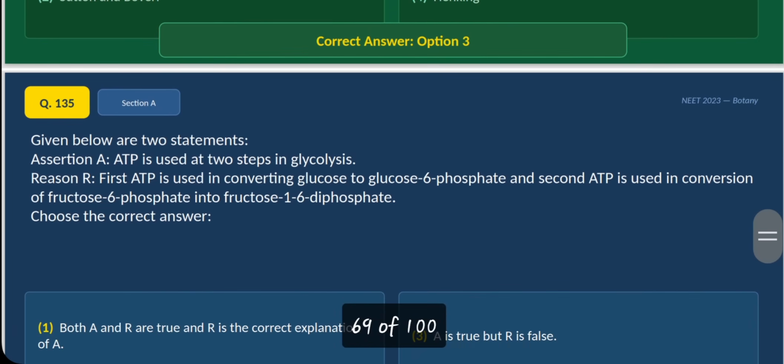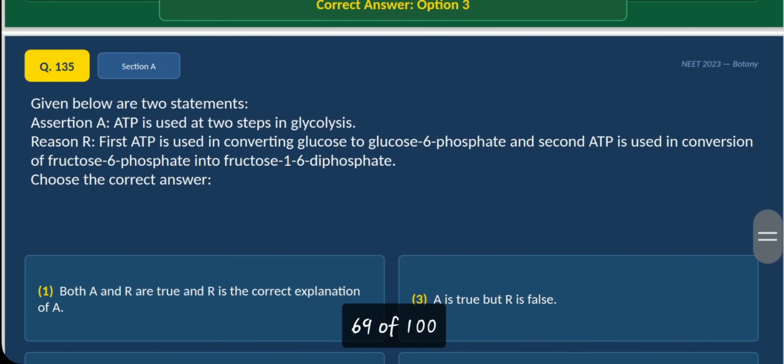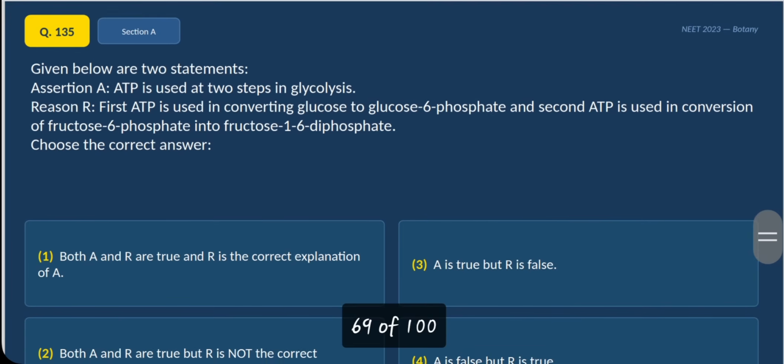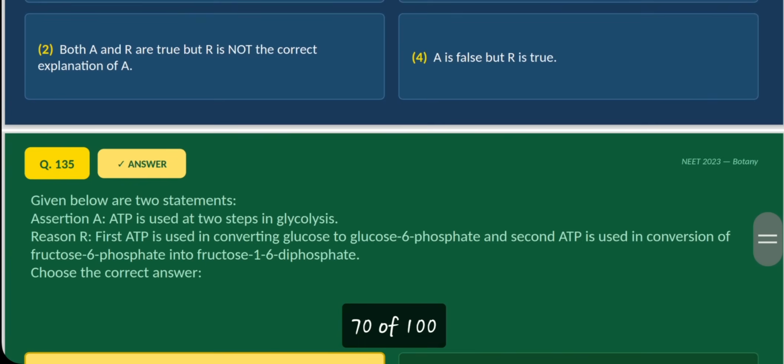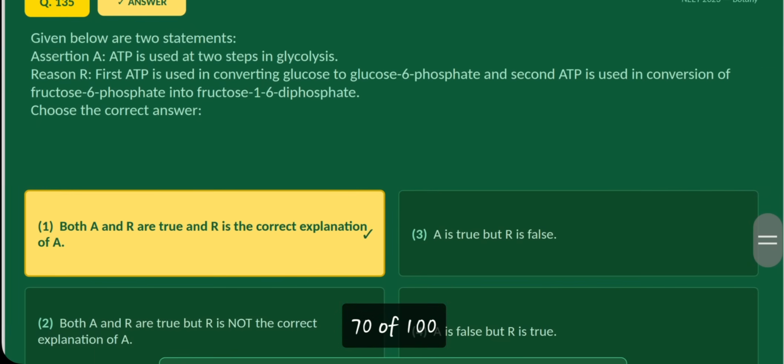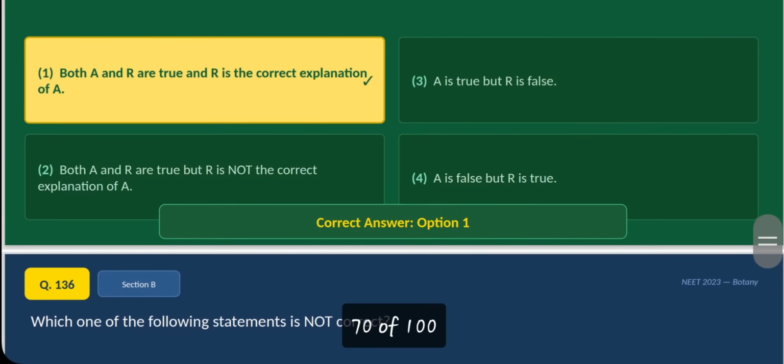Given below are two statements. Assertion: ATP is used at two steps in glycolysis. Utilization, yes, they are used for formation of fructose 6 phosphate and fructose 1,6 biphosphate. Reason: first ATP is used in converting glucose to glucose 6 phosphate, and second ATP is used in conversion of fructose 6 phosphate to fructose 1,6 biphosphate. Both A and R are correct, and R is the correct explanation for A. First option is correct. Both A and R are correct, and R is the correct explanation of A.